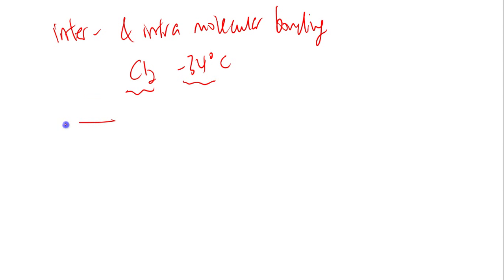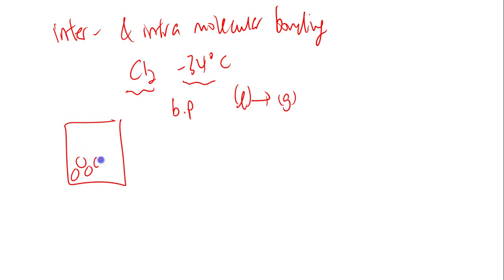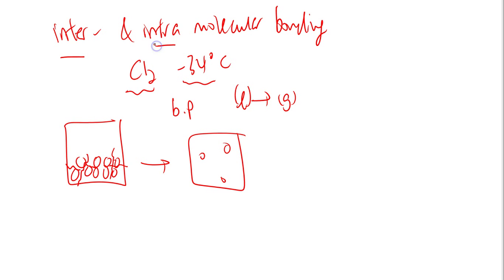So to boil chlorine, boiling point means to change from liquid state to gaseous state. So this is a liquid. To change this into a gas, you will need to overcome the bonding, the attractive forces between the molecules. So inter and intra comes about here.